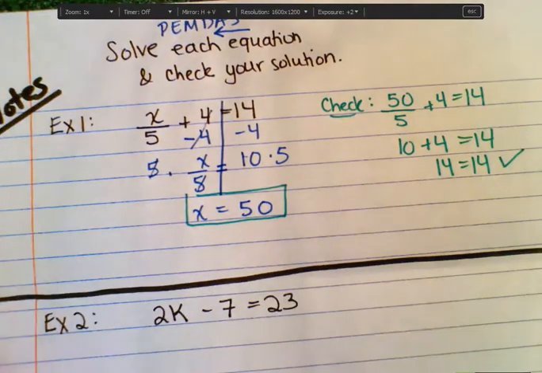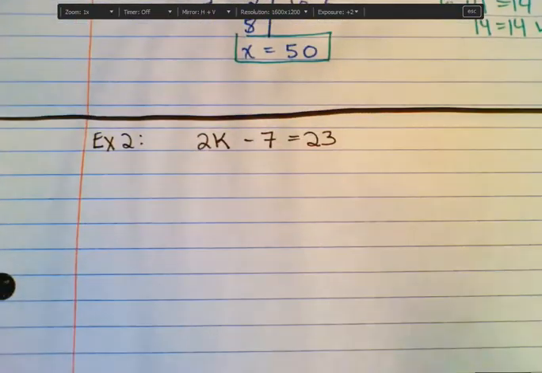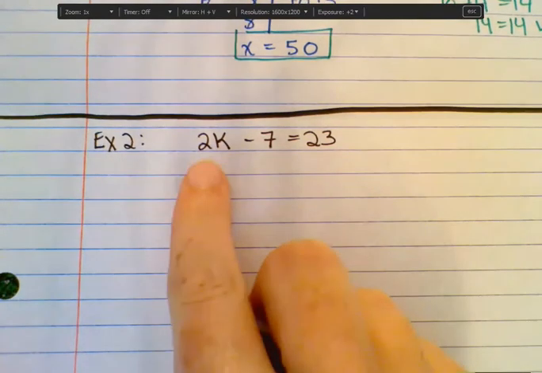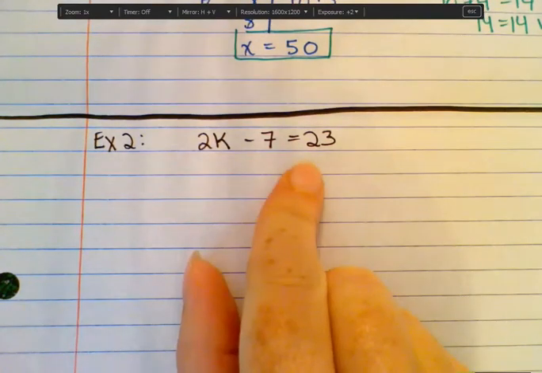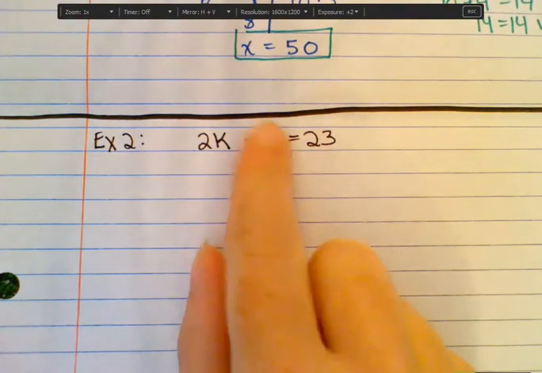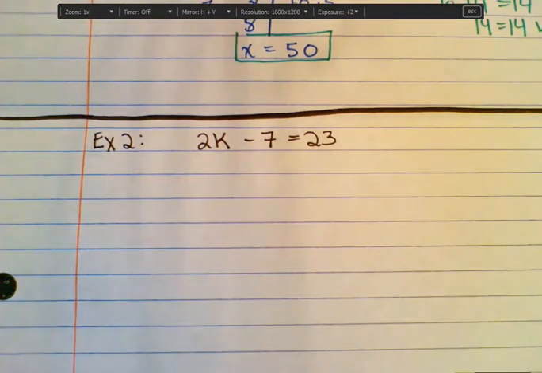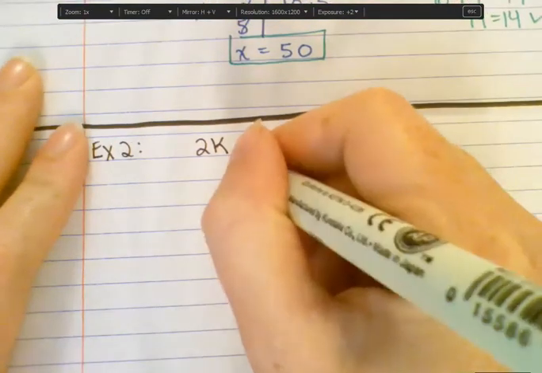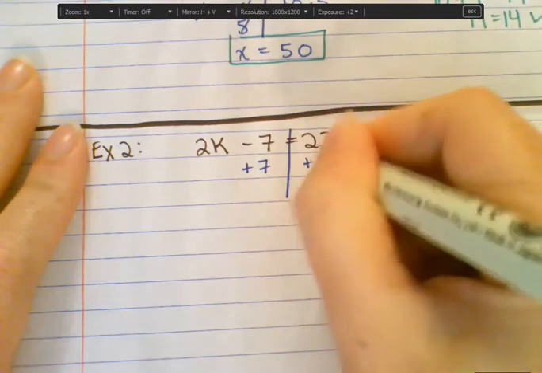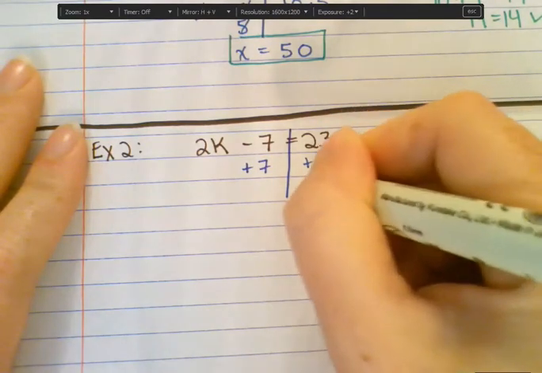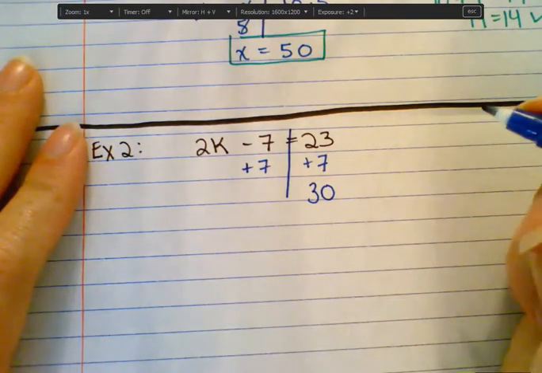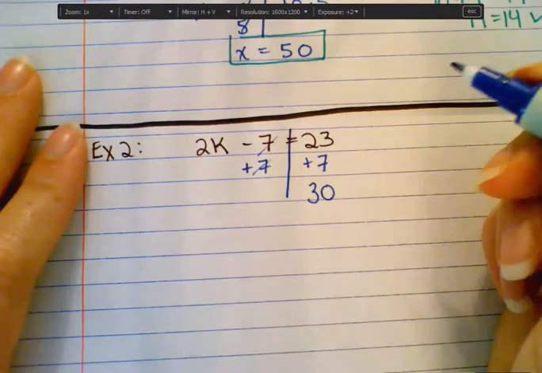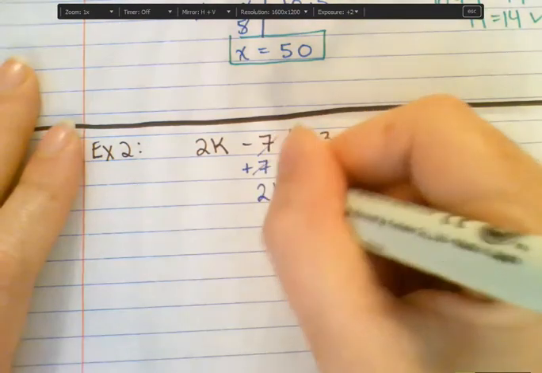Okay. Now, when you think about this problem, again, remember, we're working backwards. So if we did know the value for k, we would multiply first and then minus 7. But since we're working backwards, we're going to deal with this minus 7 first. So the opposite of subtracting 7 is to add 7 to both sides. 23 plus 7 is 30. The 7's get crossed out. We're left with 2k equals 30.